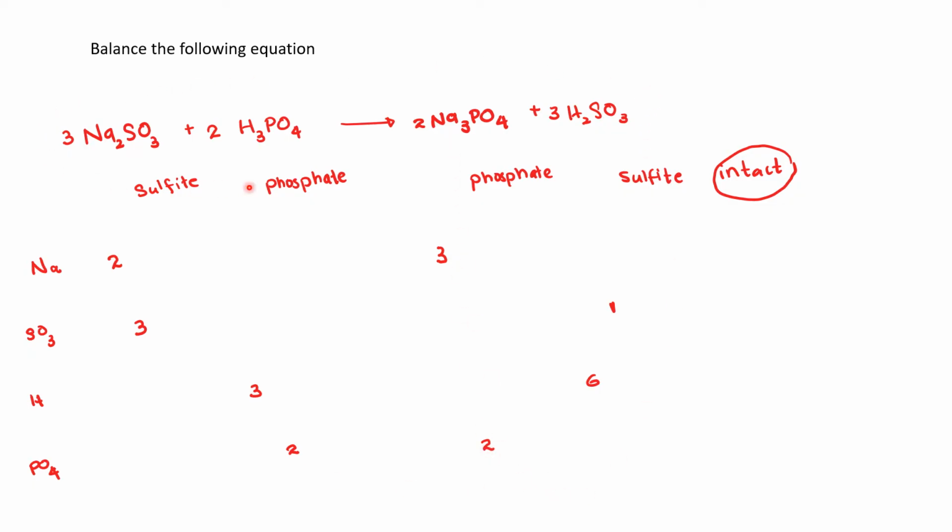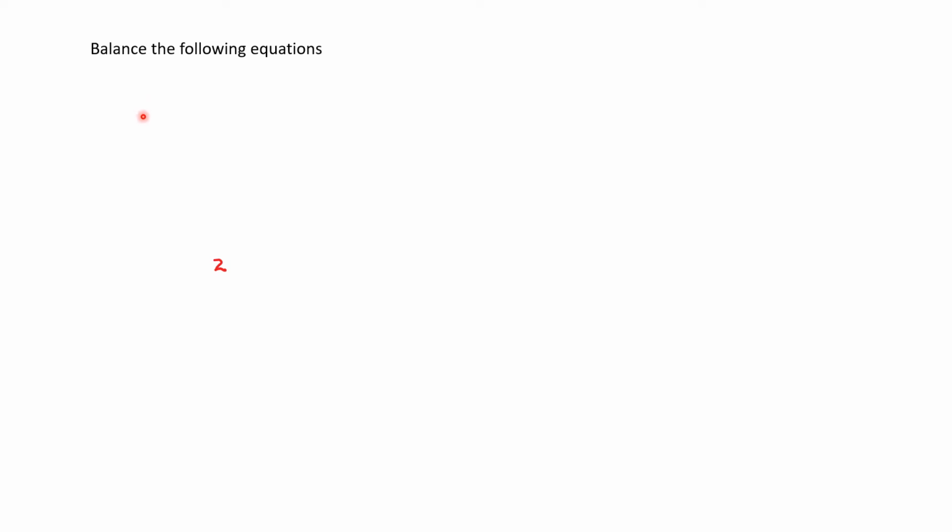As the final step, you are going to count all the cations and anions in the equation. We have 6 sodiums, 6 sodiums, 3 sulfides, 3 sulfides, 6 hydrogens, 6 hydrogens, 2 phosphates, 2 phosphates. This is your balanced equation. Let's practice more. You are given this equation.